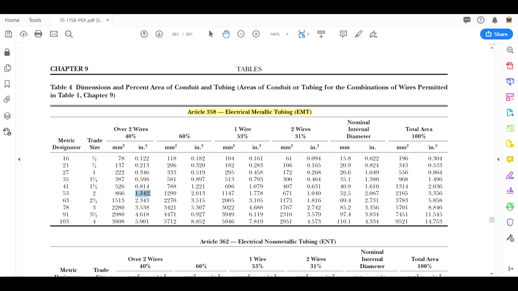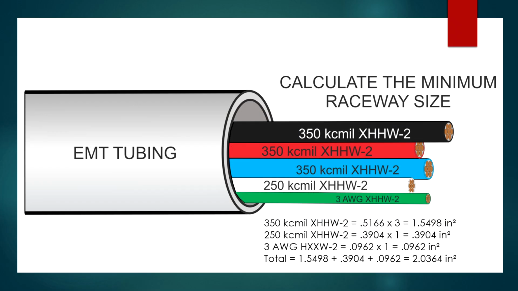Well, what about this 2? Well, that's 1.342. That's not enough to house our 2.0364, because if we did try to put it in there, we'd be exceeding the 40%, because this is the 40% for that size. The next one is 2.5, and that is 2.343. Well, can we put 2.0364 of cross-sectional area of conductors inside a raceway that is overall 5.858, but 40% of it is 2.343? We're obviously not going to exceed the 40%. So our raceway, for our example, is going to be trade size 2.5.